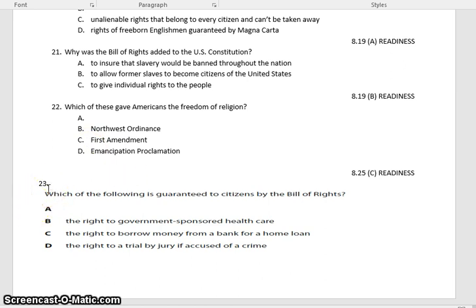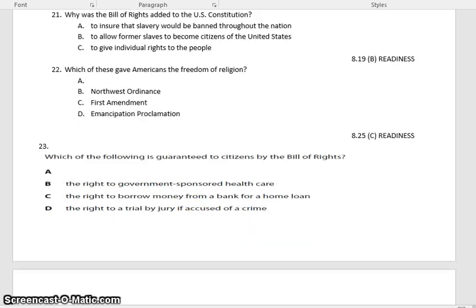23. Which of the following is guaranteed to citizens by the Bill of Rights? Which of these is our right? B. The right to government-sponsored health care. C. The right to borrow money from a bank for a home loan. D. The right to trial by jury if accused of a crime. Which of those is the Bill of Rights?